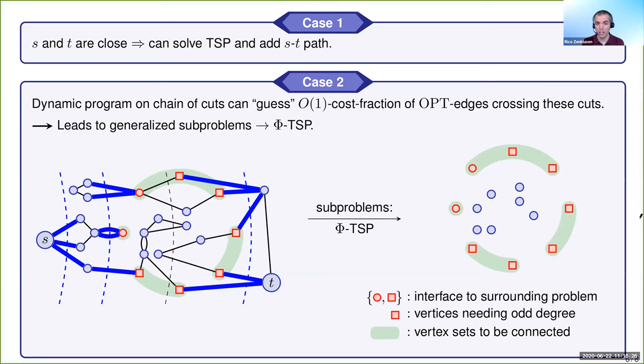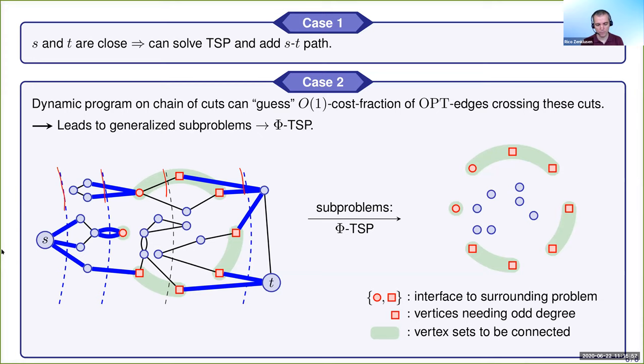Whenever that's not the case, so when you're in my case two here, then we can show you can find a chain of cuts. So I think this would be this chain over here of cuts such that, so let's look at an optimal solution. Assume that we see an optimal solution in this diagram to the left. Then I would like to guess in each one of those cuts, whenever a cut has only at most constantly many opt edges, I would like to guess those edges that opt uses. And we will do this with a dynamic program.